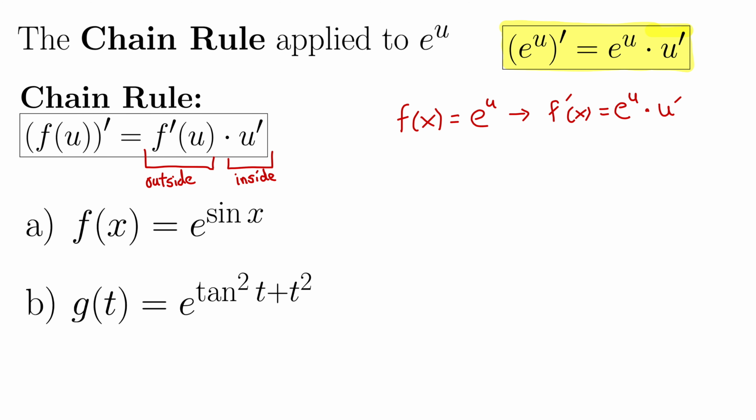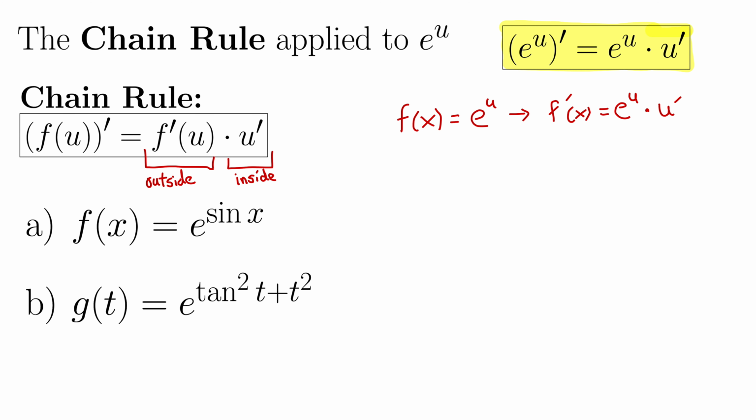So just to make it look real nice, we have e to the u quantity prime is e to the u times u prime. Now you can go through all the reasoning to apply the chain rule every time you see an e function, that's fine. But I kind of like this shortcut where we just know that e to the u prime is e to the u, you just rewrite the function times the derivative of whatever's in that exponent of e. So let's try it out on part A.